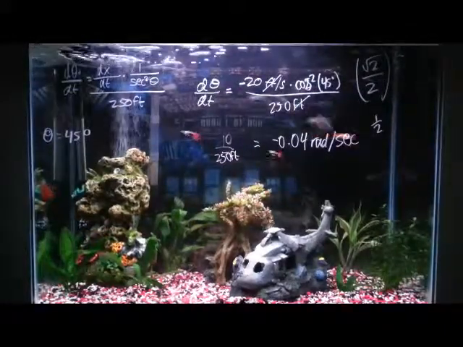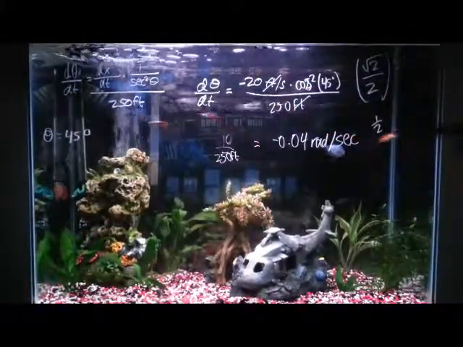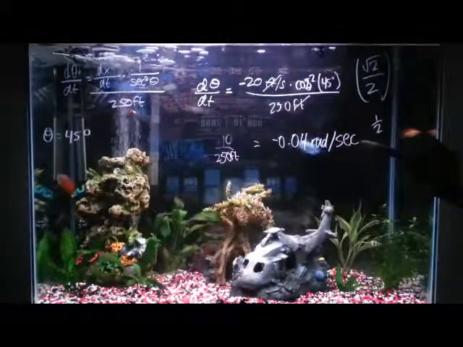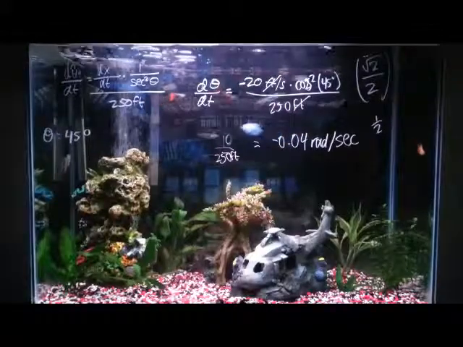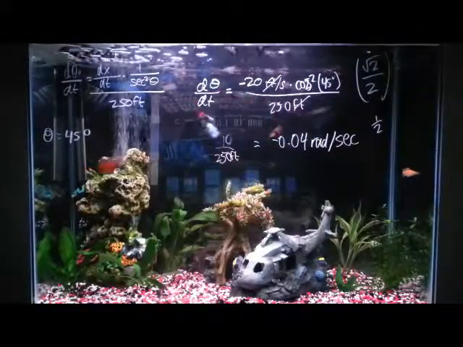So we know that the angle of her telescope is decreasing by 0.04 radians per second when the motorboat is 250 feet from shore.